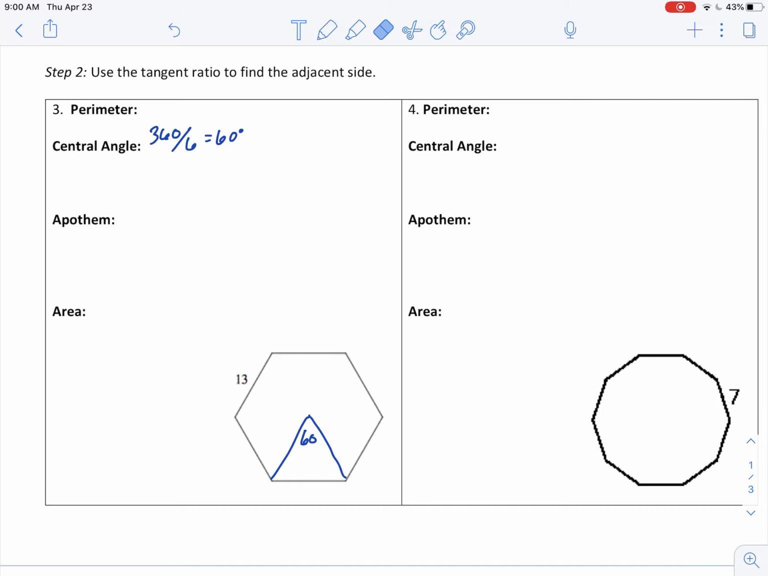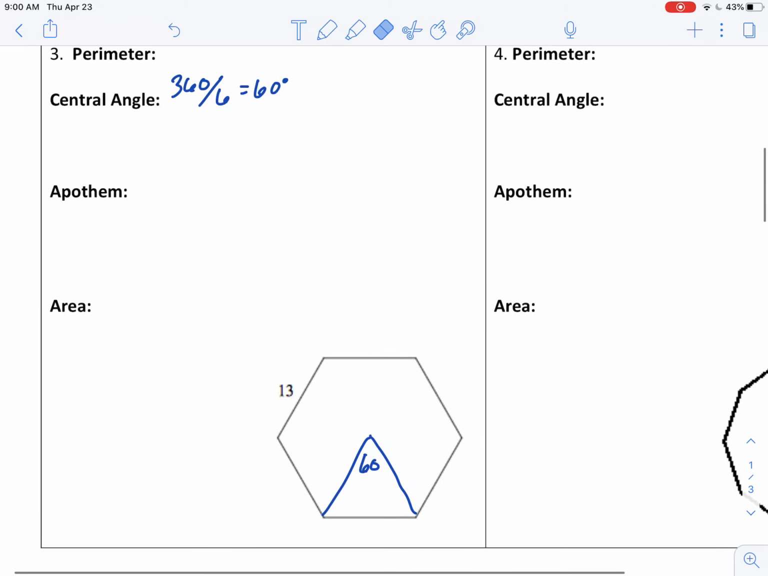So when you're given just a side length, first thing we need to do, got to find that central angle. So we take 360 over, and how many sides do we have? 1, 2, 3, 4, 5, 6. 60 degrees. So this is 60 degrees.